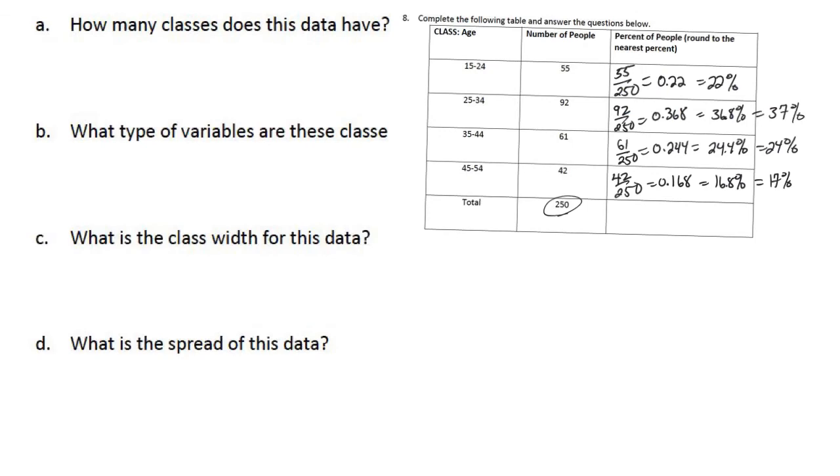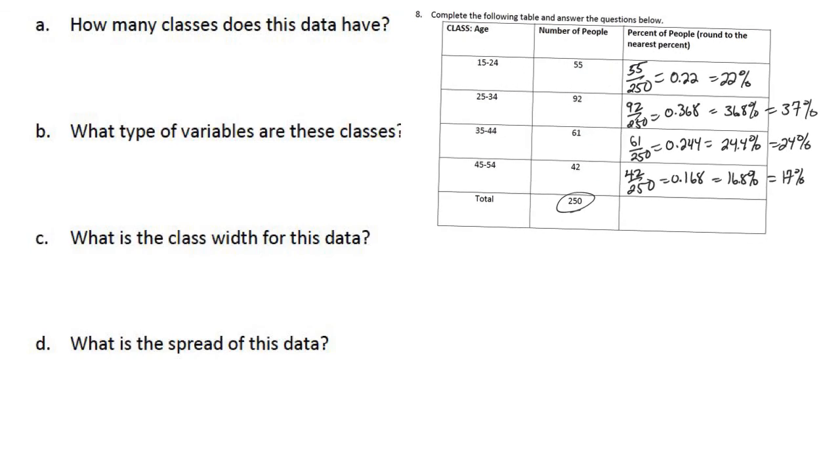All right, for the rest of this problem, I copied over our chart. It asks, how many classes does this data have? That is the age intervals. We've got 15 to 24, 25 to 34, 35 to 44, and 45 to 54. So that means we've got 4 classes. Now, what type of variable is this? It's either quantitative or categorical. Since we're dealing with numerical values, it is quantitative.